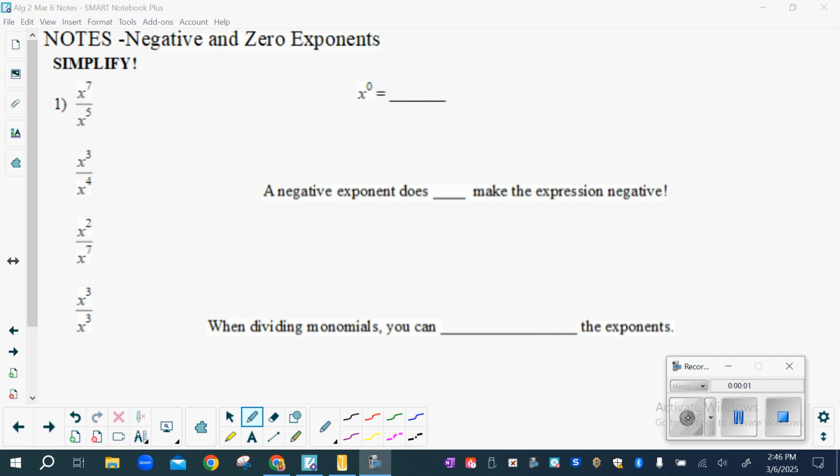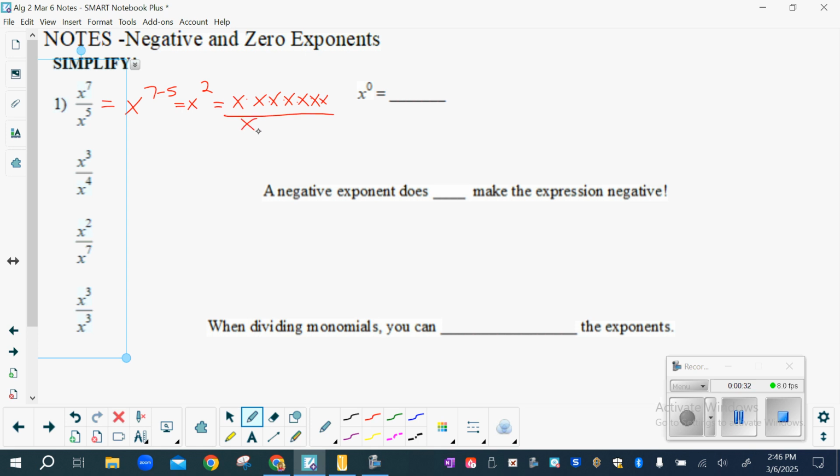Okay, so if we take x to the 7th over x to the 5th, how do we simplify that? We subtract the exponents. What would we get? X squared. So let's try putting 7 x's on the top, and then 5 on the bottom.